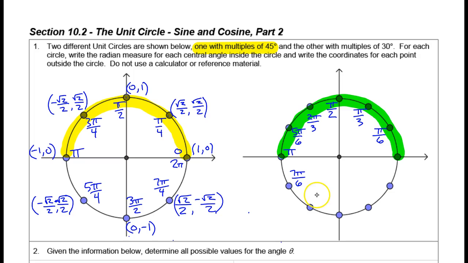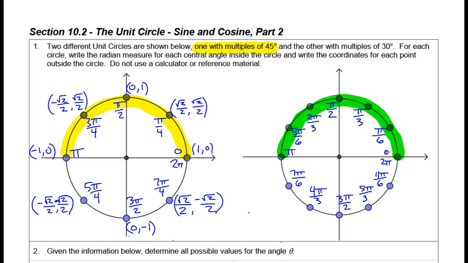8 pi over 6, which is also known as 4 pi over 3, 9 pi over 6, which is known as 3 pi over 2, and again, that value is repeated in the unit circle that's split into fourths. I'm going to count here just to make sure I don't lose track. So I start here at 0 and I go 1, 2, 3, 4, 5, 6, 7, 8, 9, 10 pi over 6, which is also known as 5 pi over 3, 11 pi over 6, and then back to 2 pi. Remember, 2 pi and 0 are the same.